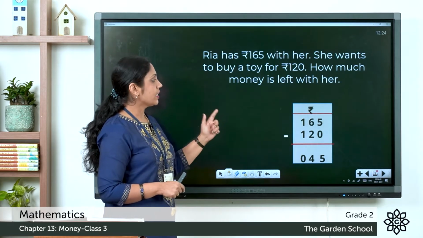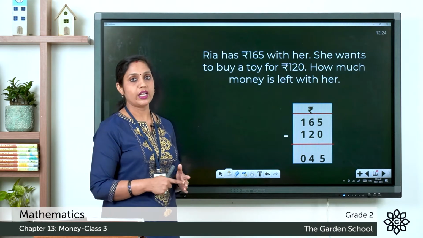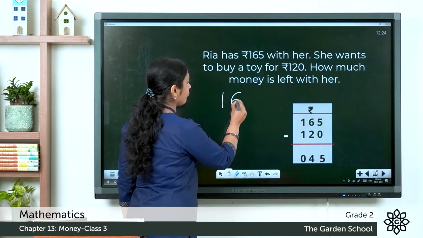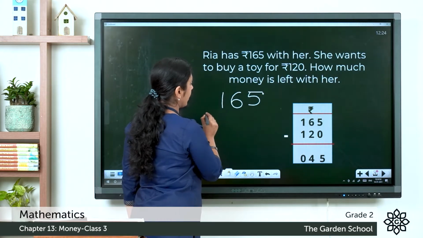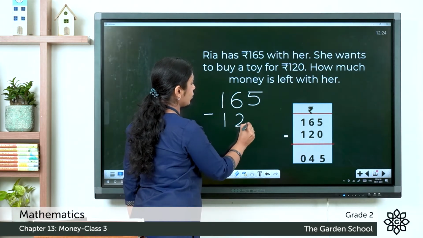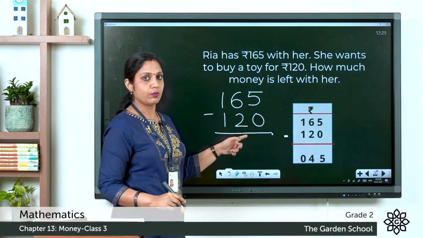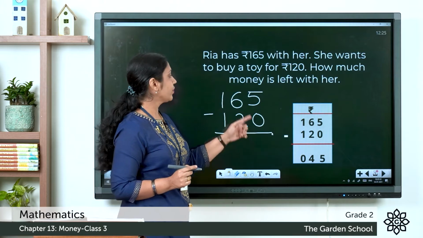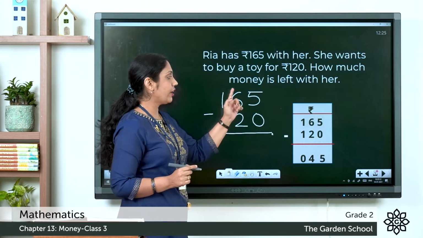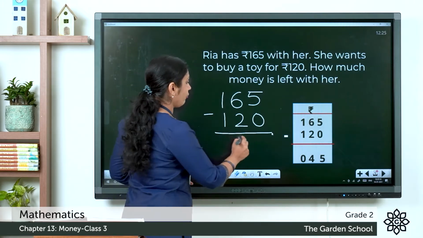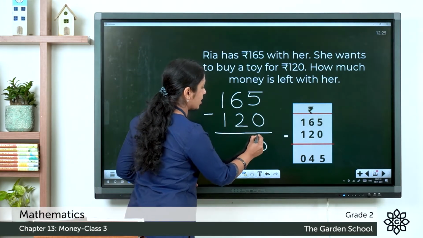So we have to find out how much money is left with her after buying the toy. So 165 minus 120. We have to subtract 165 minus 120. Here you can see both are 3-digit numbers. So let's start from the ones position. In the ones position we have 5 minus 0. How much is 5 minus 0? It is 5. So write that under the ones place.